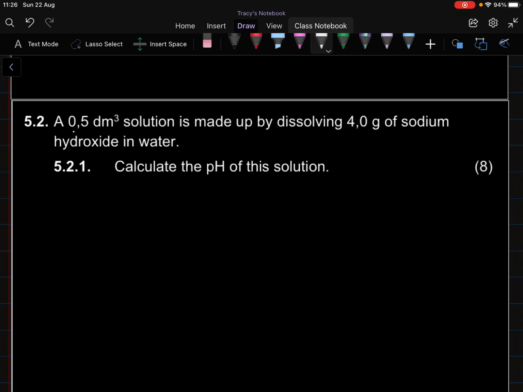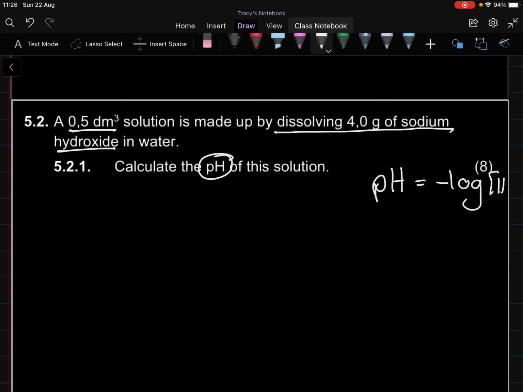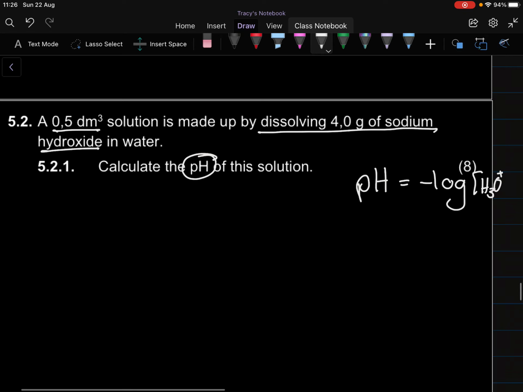Now, 0.5 decimeter cube solution is made up by dissolving 4 grams of sodium hydroxide in water, and we want the pH. Straight away, we go pH is the negative log of the H3O plus concentration. I need the H3O plus concentration. I'm working with sodium hydroxide. That means I'm going to be able to find the OH minus concentration first. How do we do that?